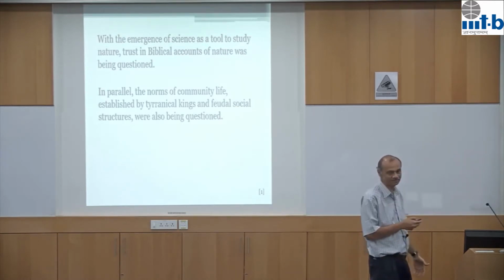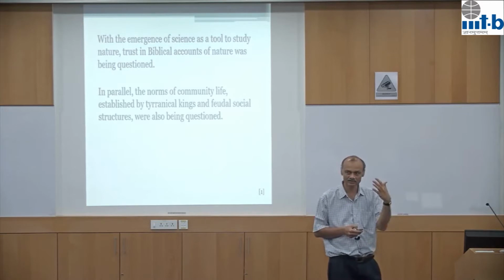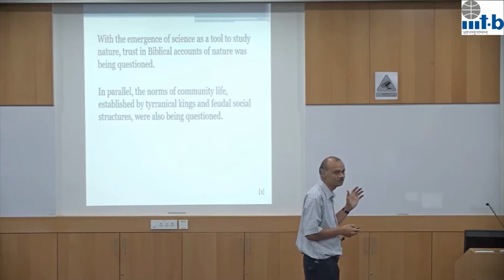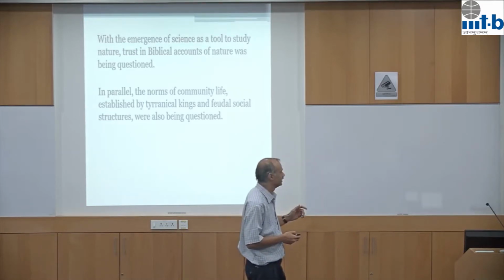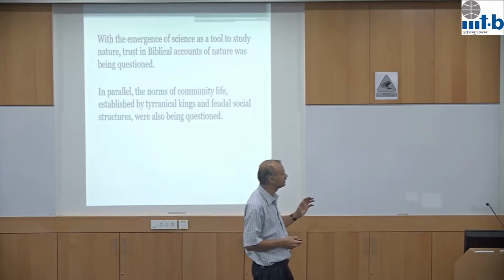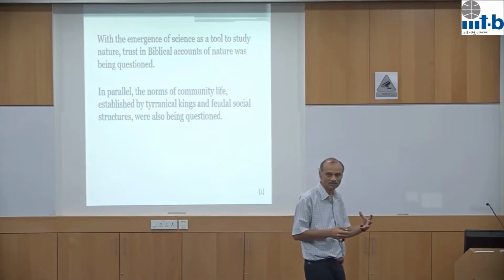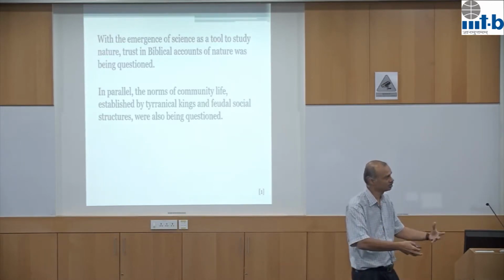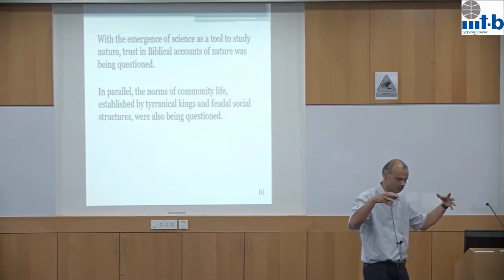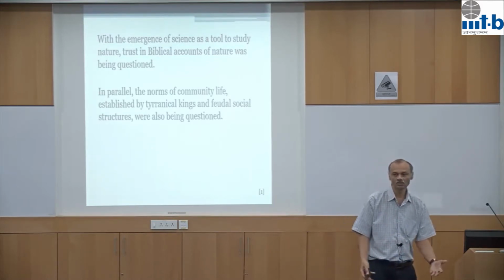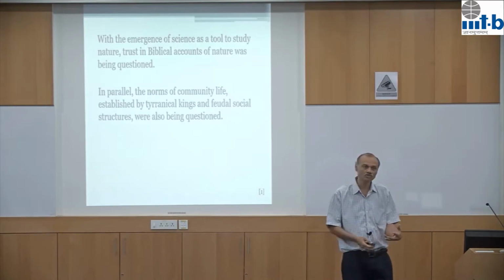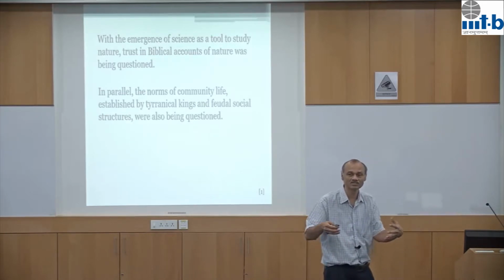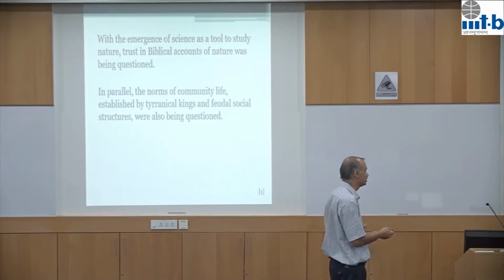Simultaneously, science was developing as a tool to study nature, Galileo, etc. And so the biblical accounts of nature were being questioned. That we all know. In parallel also, community life was getting questioned. The kings were tyrannical, the feudal system was oppressing the lower classes, and so the people were also questioning values of community. So values of community were being questioned, values of religion were being questioned.